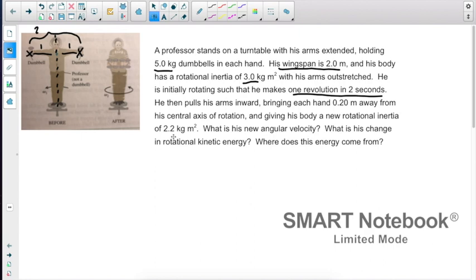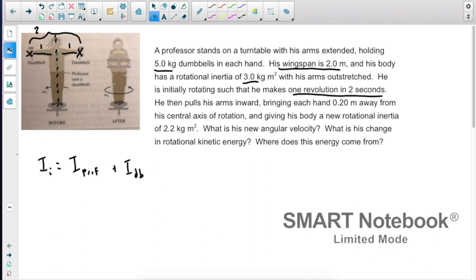So let's try to get some information here. I know that his initial moment of inertia is going to be the moment of inertia of his body plus the moment of inertia of the dumbbells.